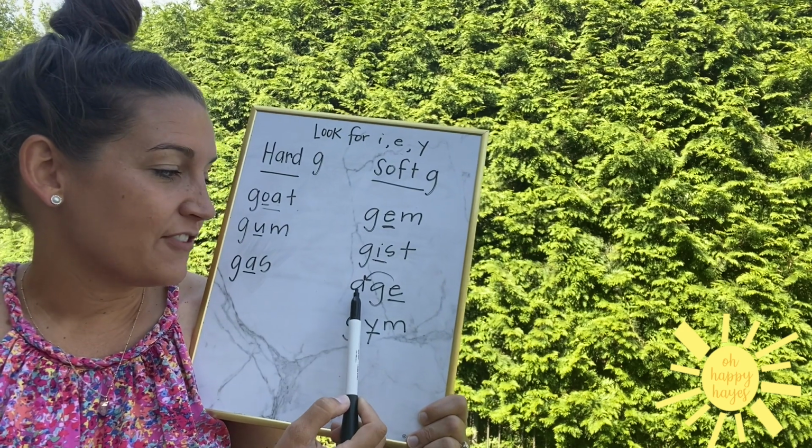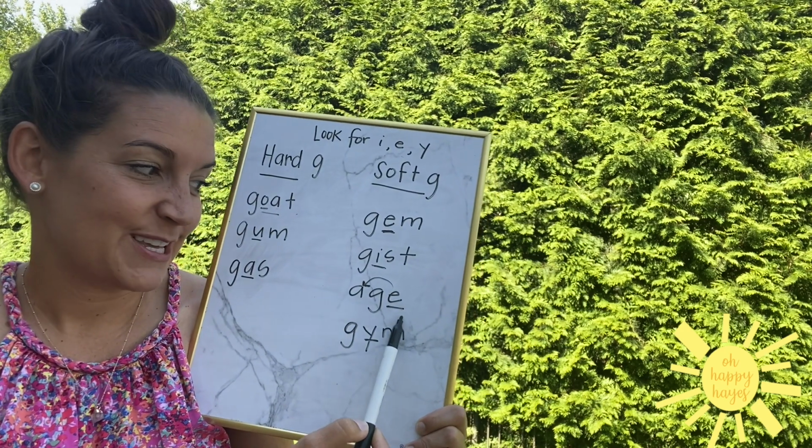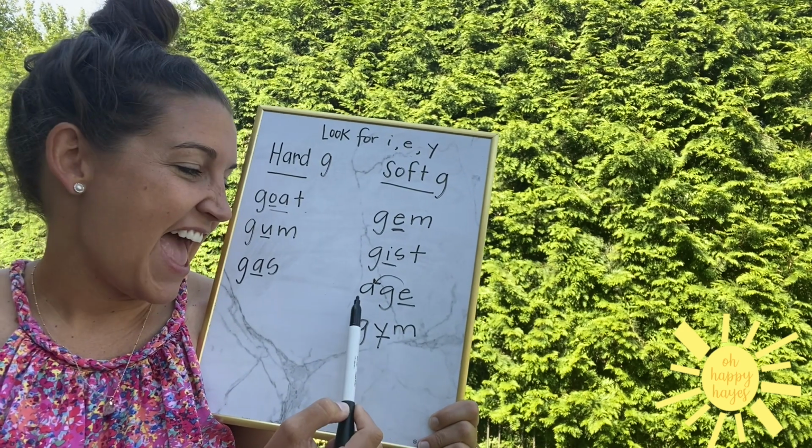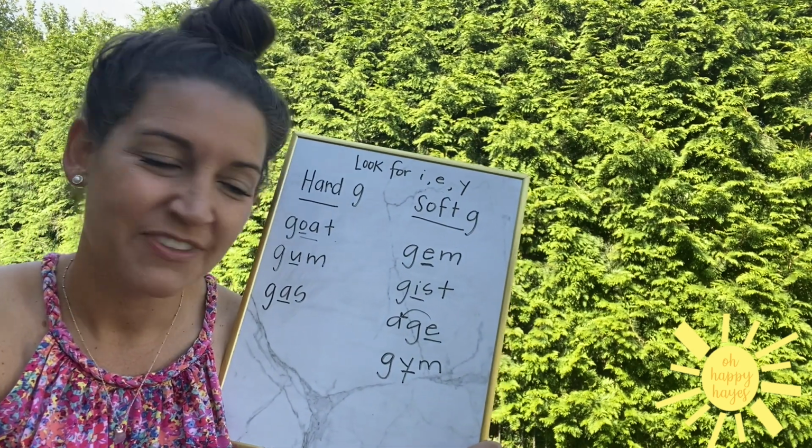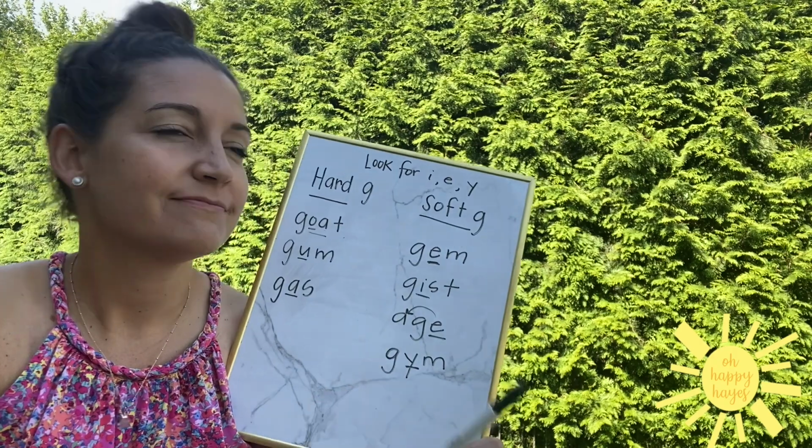Sound it out. Get ready. Don't get tricked on this one. The E tells the A to say its name. Age. Yes, age. What's your age?